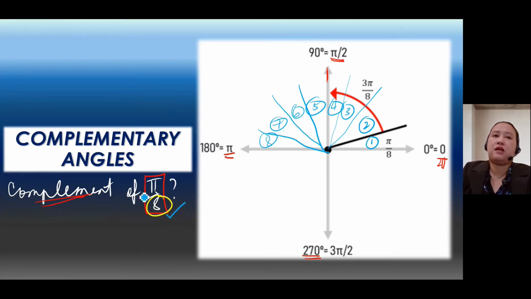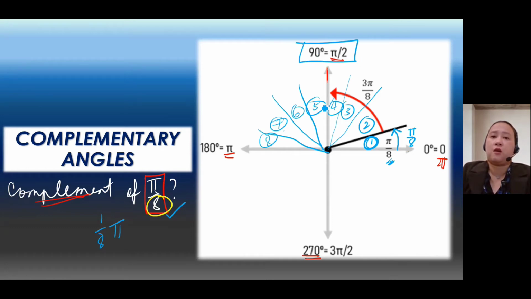Now, since the given is pi over 8, this means 1/8 of pi. That is what you are going to graph. So 1/8 of a pi, you're going to count 1. This is the first, this is actually your given, so that is your pi over 8. Actually, it is already written here. Next, since we need a complement, the complement in degrees is 90 degrees.